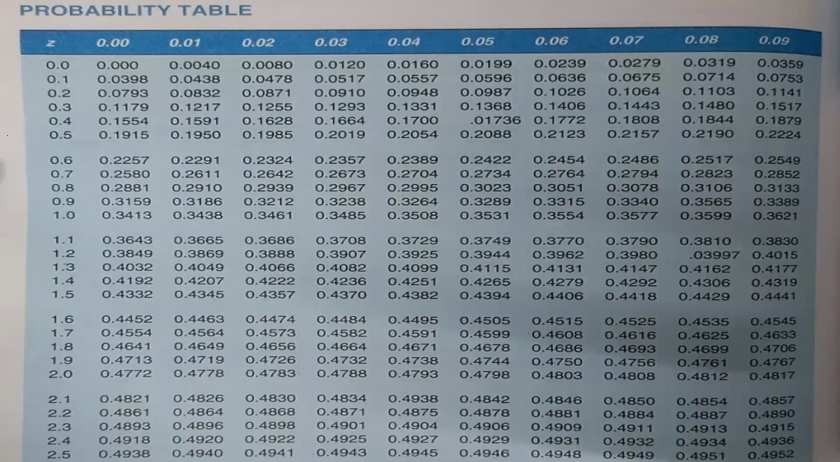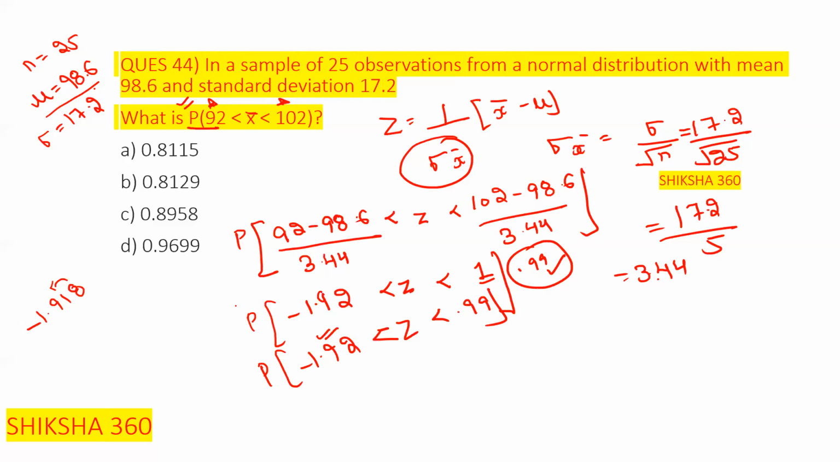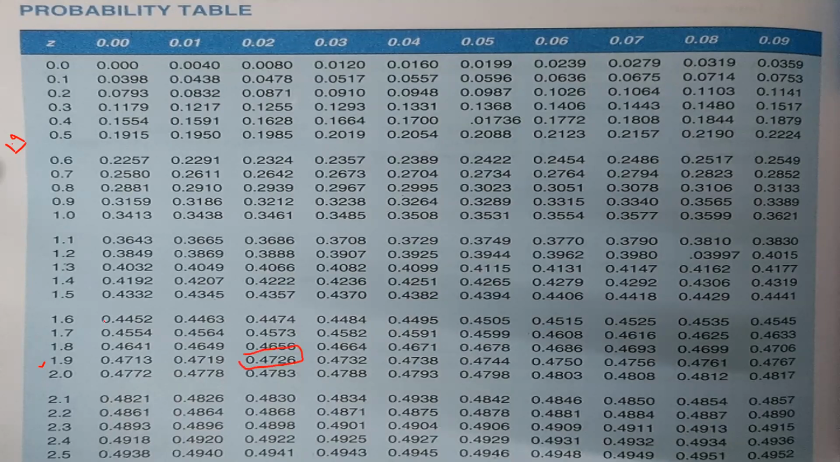How can we calculate 1.92? First of all, we have to find 1.9, and here we have to find 0.02. So 1.9 and 0.02, this one is our answer: 0.4726. Here we will write 0.4726 plus 0.99, which is 0.9 and 0.09, so it leads to 0.99.